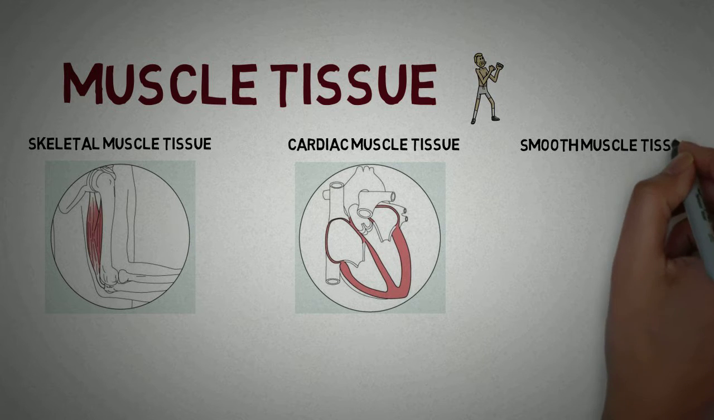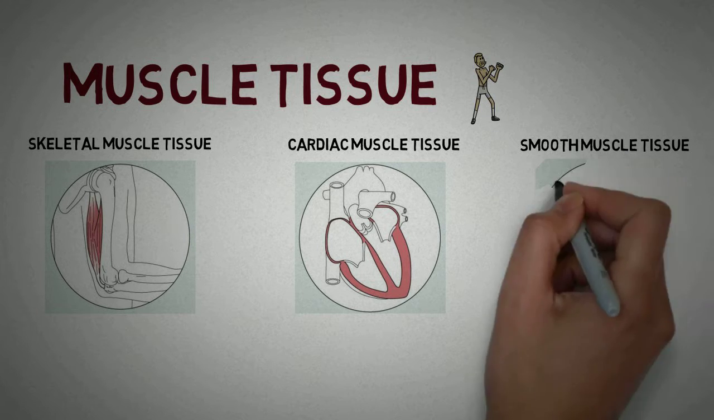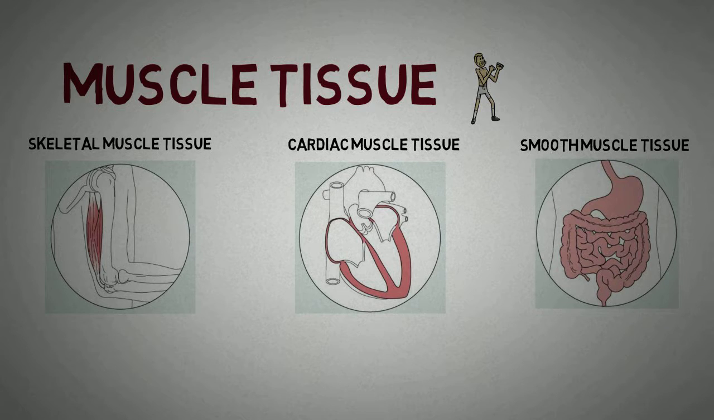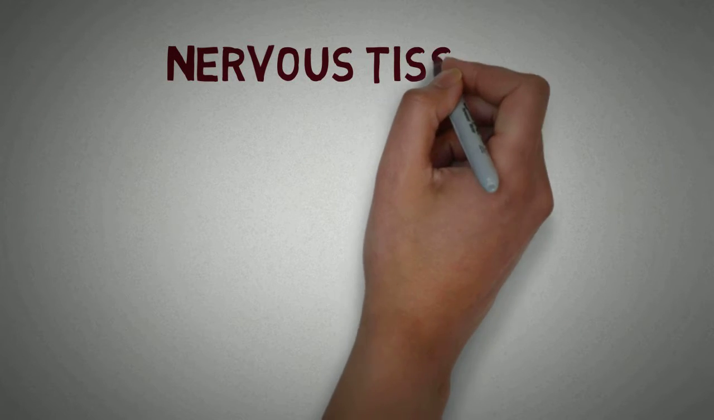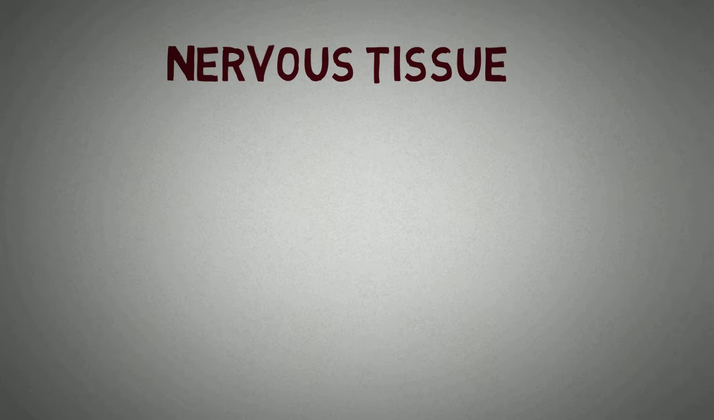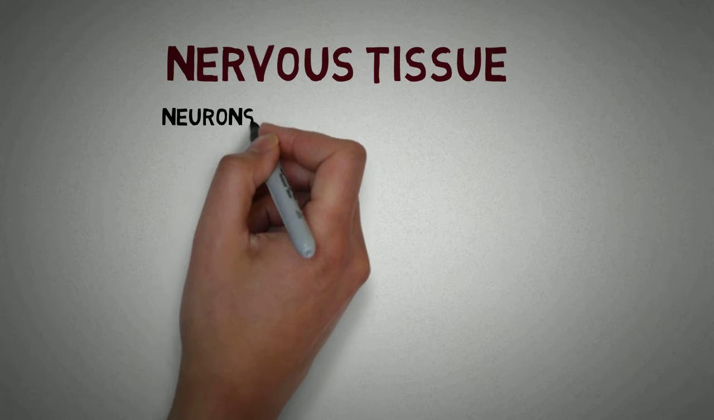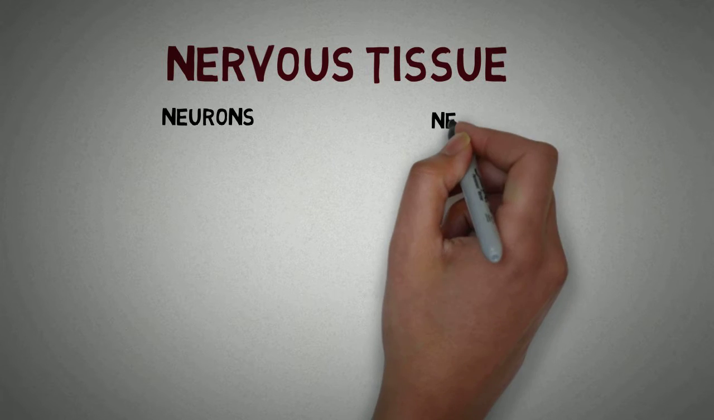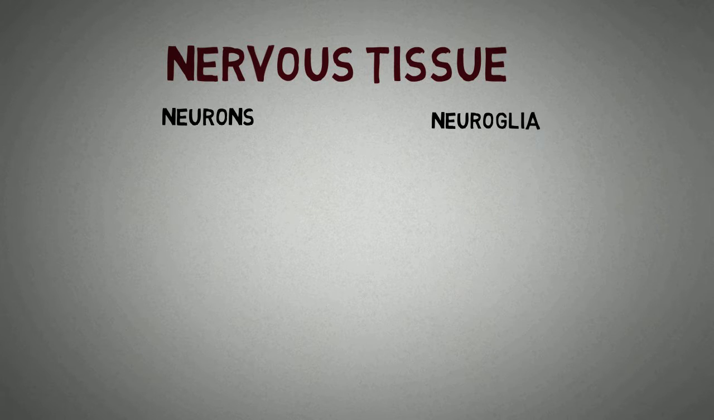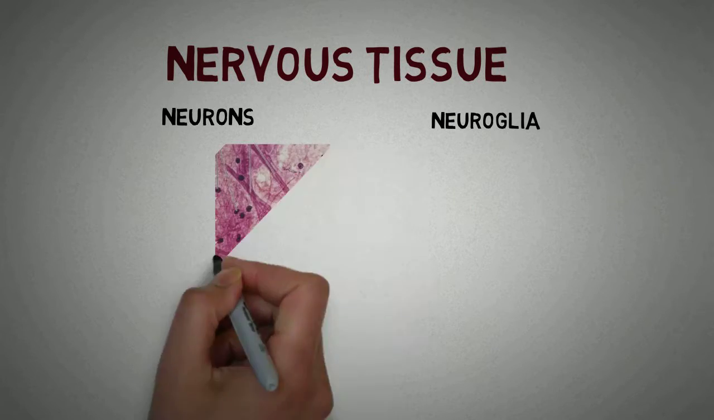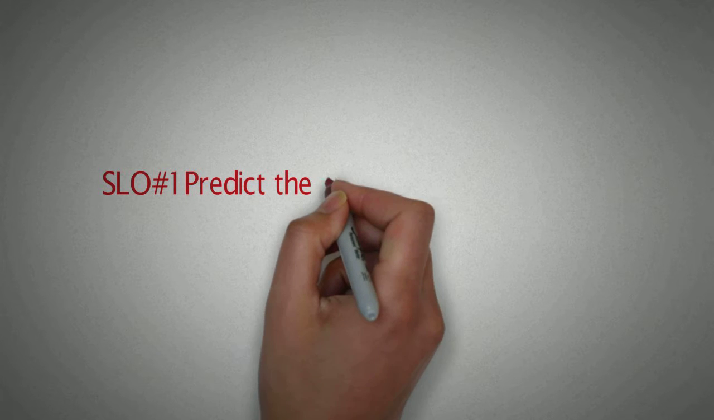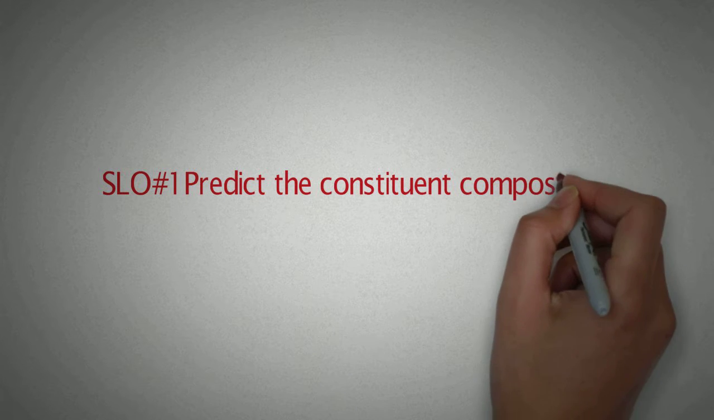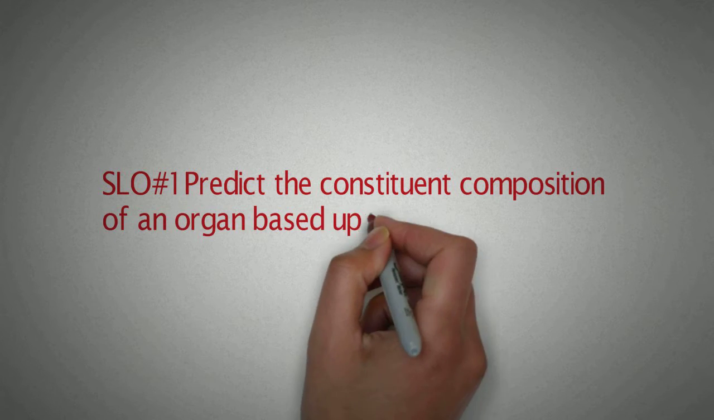Smooth muscle, the final type. This is the type that we usually find surrounding a lot of our blood vessels and a lot of our GI tract. It helps move things within our body from one area to another. Okay, nervous tissue. 2 types, neurons and the neuroglia. Of course, the neurons are our nerve cells, and the neuroglia are the type of cells that help support those.